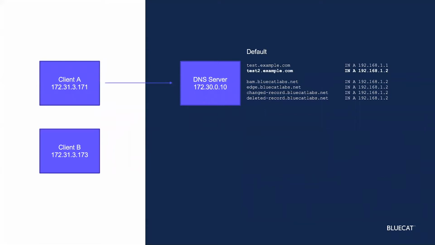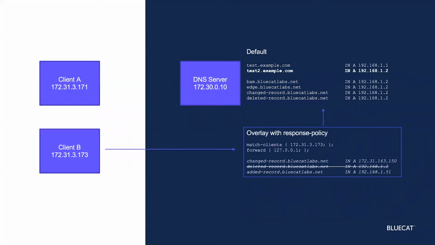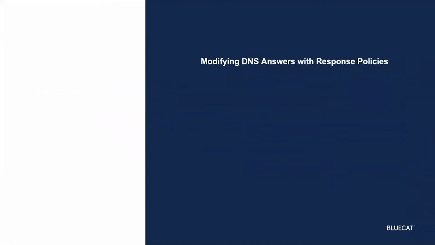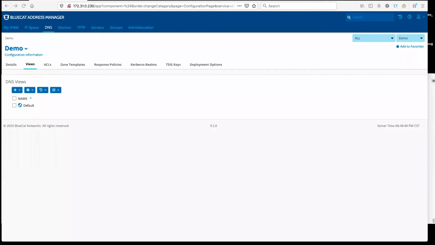If we make updates to the default view, client A sees them, but with this solution, client B also sees the updates. If we had just copied the zones over to a new view and then made changes, we would have to manually update both views. But since we're overlaying one view on top of the other, both clients see this updated record automatically. So client B sees the overlay view plus the default view, which is a benefit because production environments are constantly changing. Okay, so let's get to it.